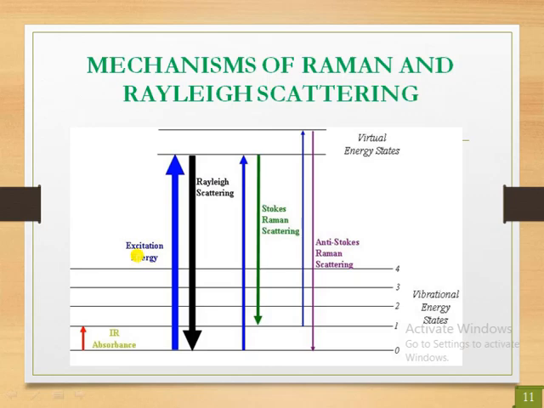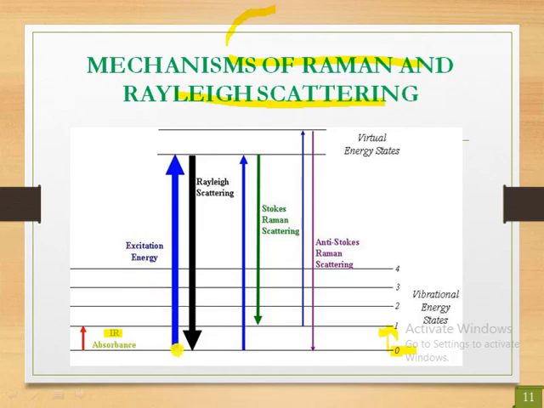Now we will move towards the mechanisms of Raman and Rayleigh scattering. You can see in the diagram, I am just showing the difference. You can see here how Raman is different from IR. So what is IR? From the ground state, a radiation will excite, you can say a molecule will vibrate and come from the ground state to the excited state. That will be only the first excited state. This is the basic difference between IR and Raman spectroscopy.